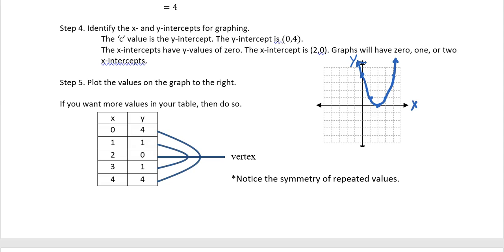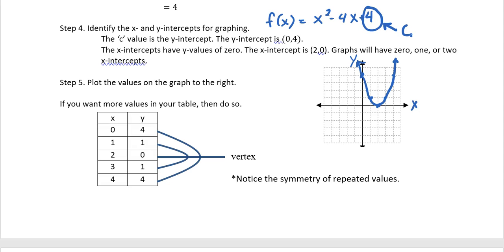If I go back to the concept of the x and y intercepts, you'll see up in step 4 that I typed, identify the x and y intercepts for graphing. The sentence says the c value is the y-intercept. If you remember, the equation had been f of x equals x squared minus 4x plus 4. You can see that on your paper, but I can't without scrolling up. If you notice at the very end, this plus 4 is our c value. That c value is always going to be your y-intercept.